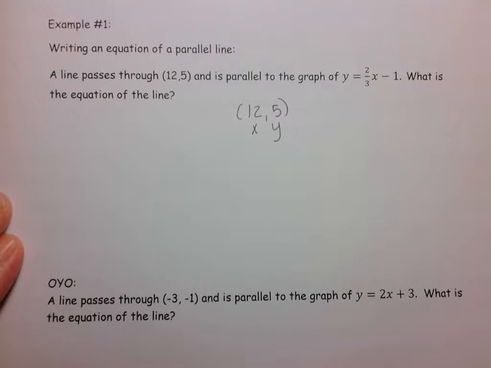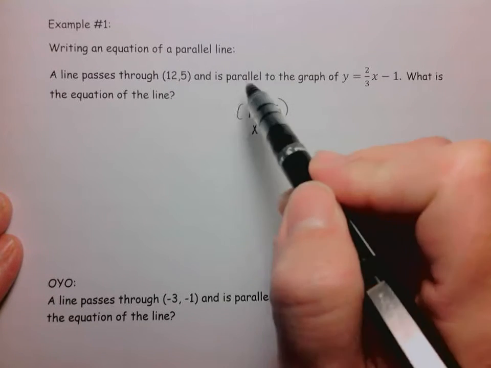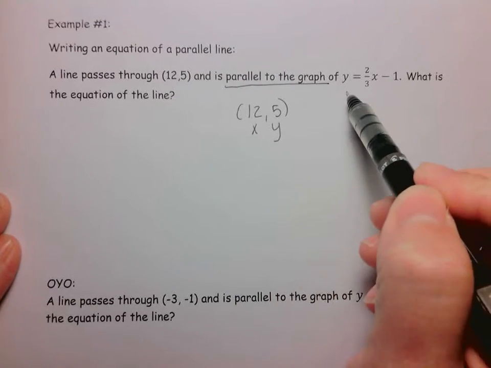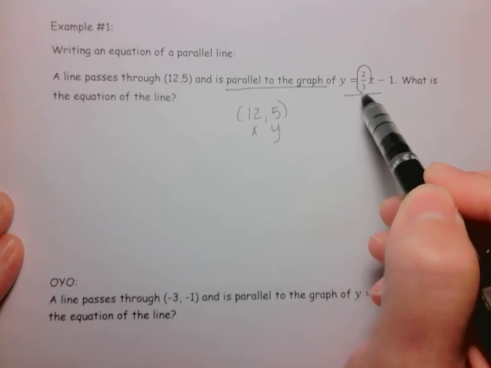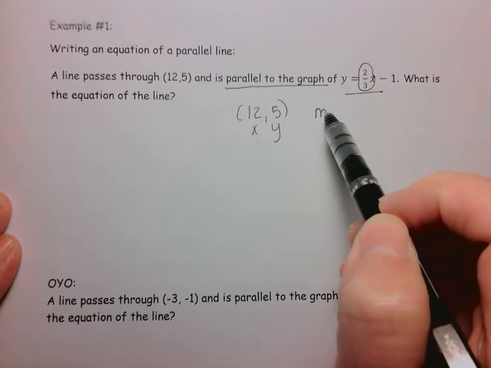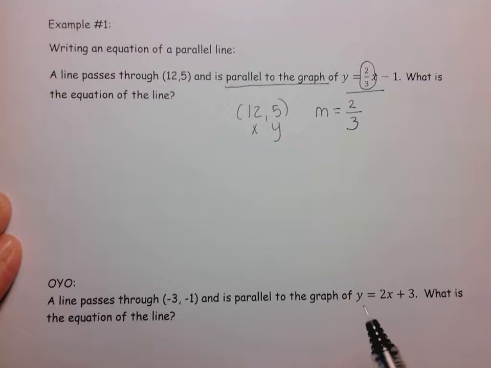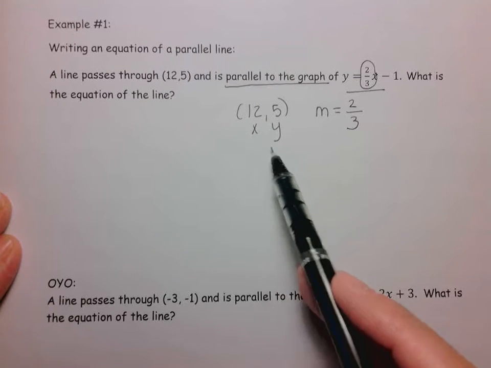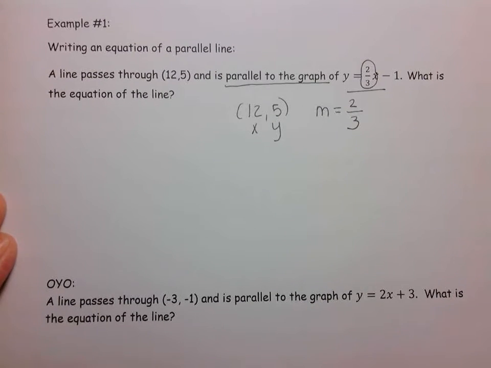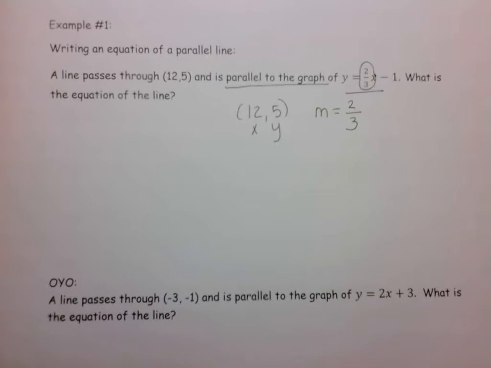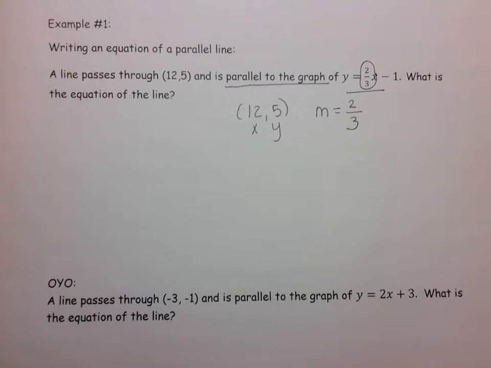Well, what else do I know about this mystery line? I know it's parallel to this line. So, if it's parallel, the slope is going to be the same. Okay, so now I know a point and I know the slope. So as long as I know one point and I know the slope, I can now create an equation of the line. And none of this is new. This part you have already been doing before.